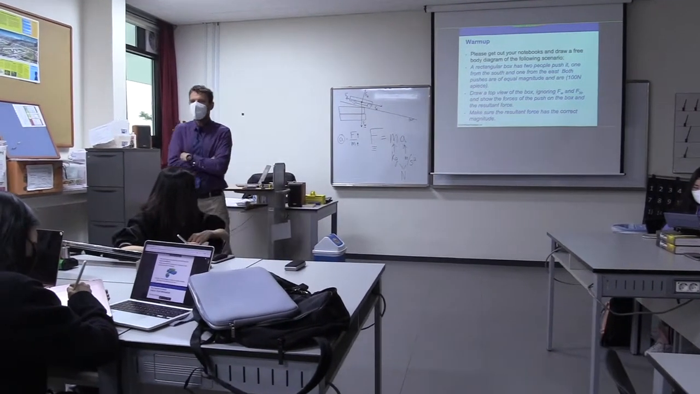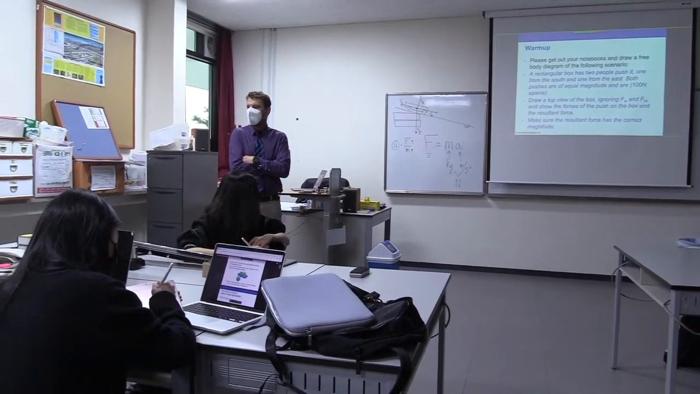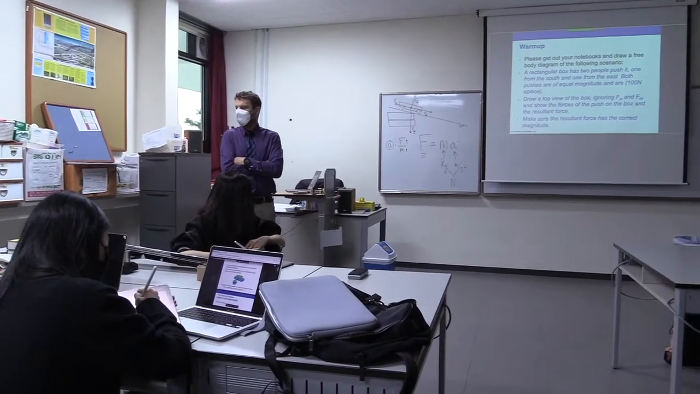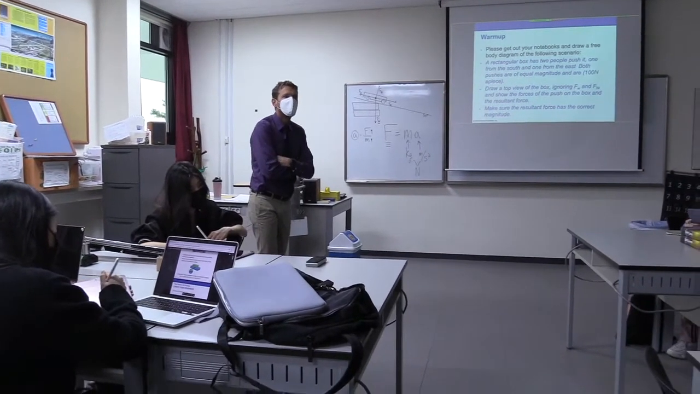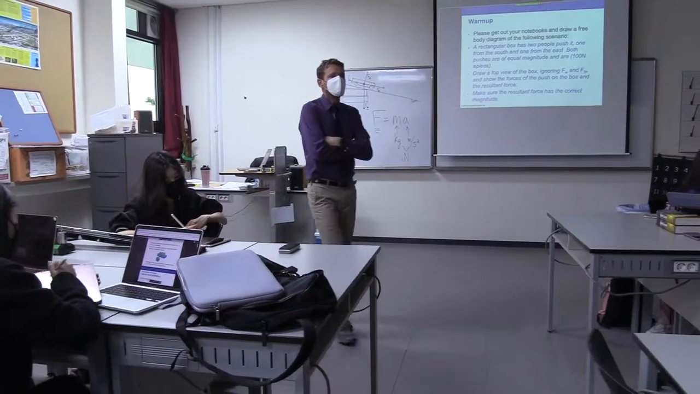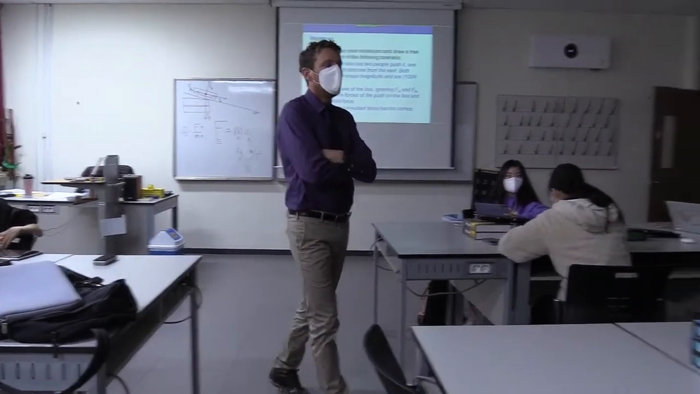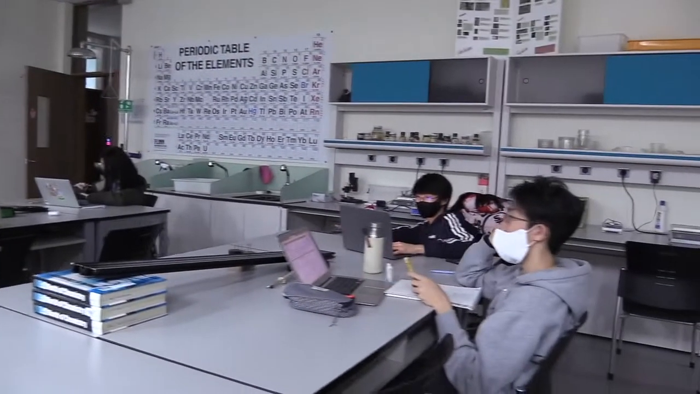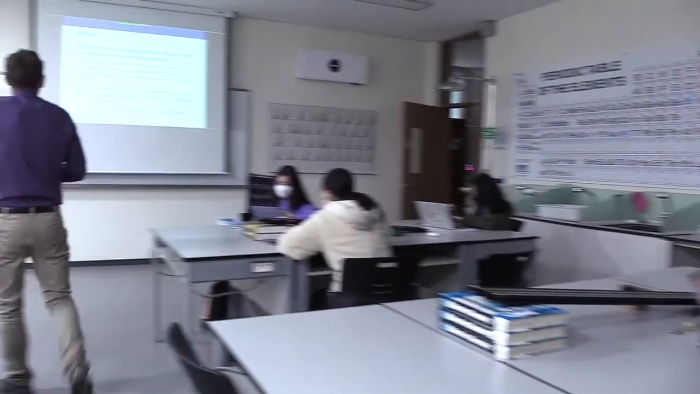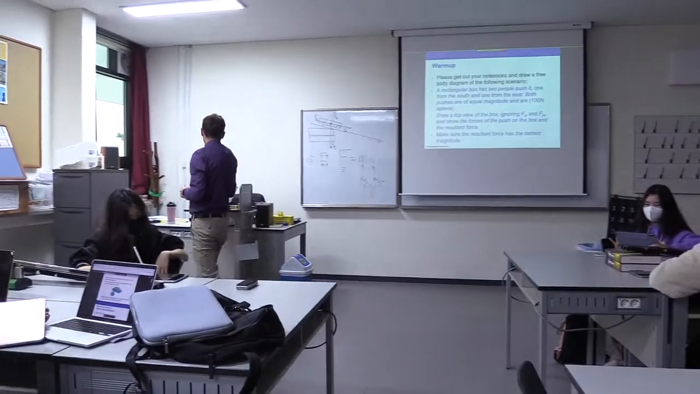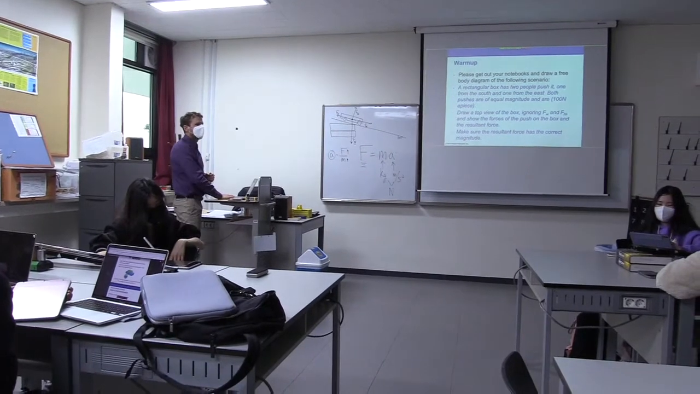Give you another few seconds to figure that out. Yeah, what did you get? 100 times root 2. What is it? 100 times root 2. Okay, and what's that simplified? 141. 141 newtons. Okay, here's what it should look like in your notebooks.